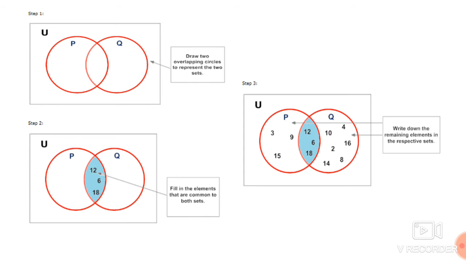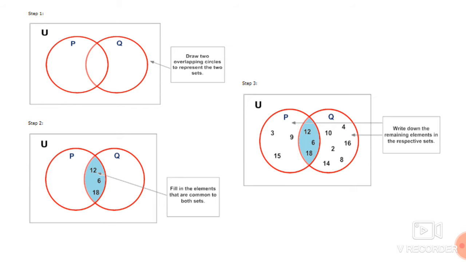Third step, write down the remaining elements in the respective sets. The remaining elements of the first set will be written in the first circle and the remaining elements of the second set will be written in the second circle. These 3 steps are the same for making a Venn diagram for every operation. The fourth step, which is different, is shading. The shading is different for every operation.